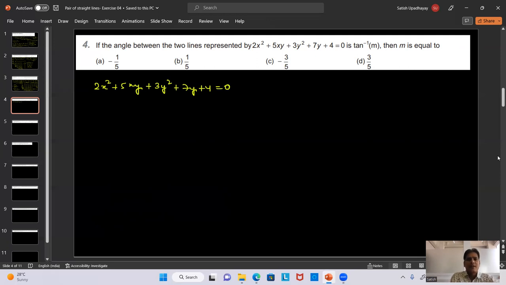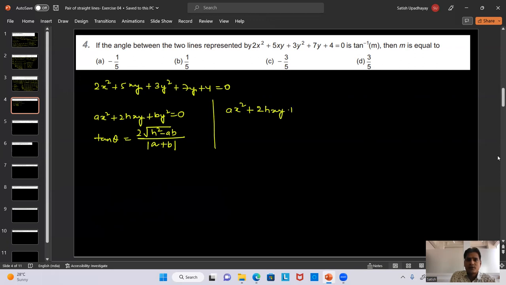Okay, so we have a formula, but that is for a homogeneous second degree equation, right? If the pair of straight lines is represented in this form, ax square plus 2hxy plus by square is equal to 0, then we have the value of tan theta as 2 into under root of h square minus ab upon mod of a plus b, right? Now, this equation is the general second degree equation, right? So ax square plus 2hxy plus by square plus 2gx plus 2fy plus c equal to 0.